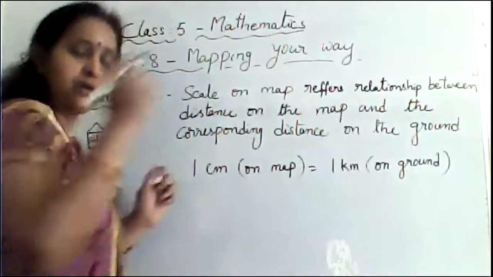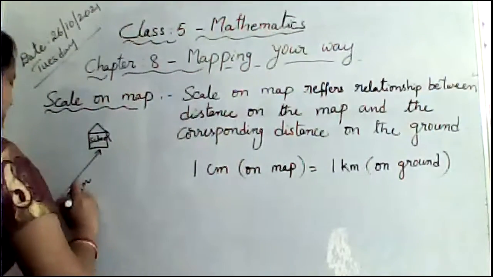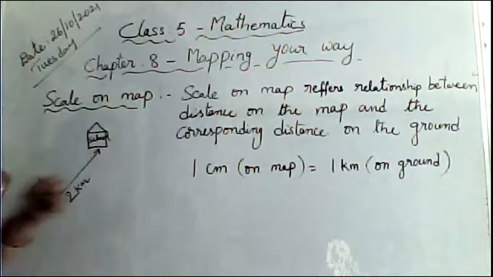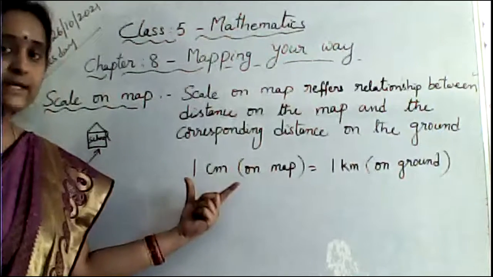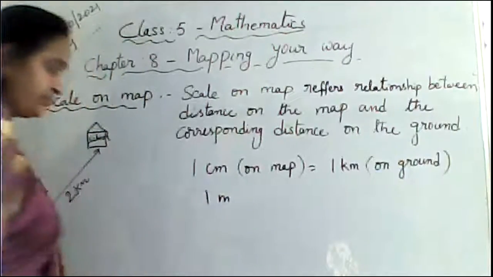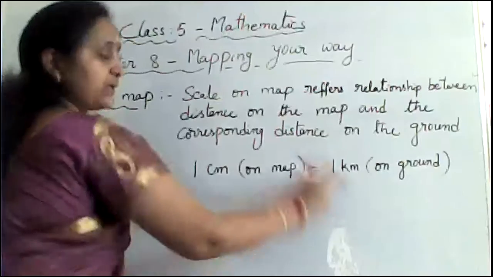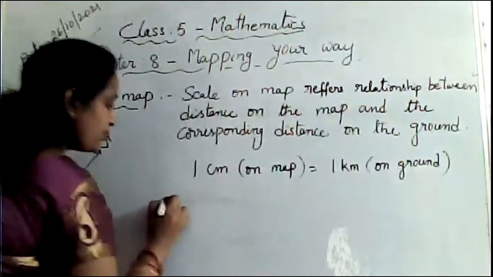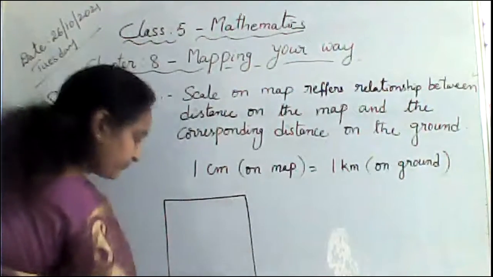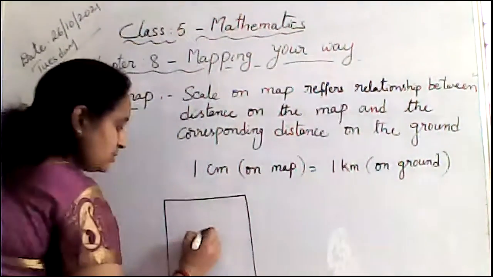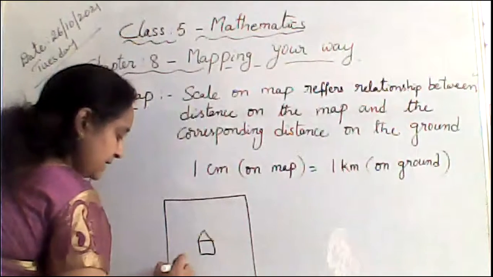Suppose the ground distance between our house and school is 2 kilometers. So this is the scale I am taking here: 1 centimeter equals 1 kilometer. It could be anything, but on the scale we are taking 1 centimeter is equal to 1 kilometer. Now suppose this is the paper I want to draw on. Here is my school and here is my house.